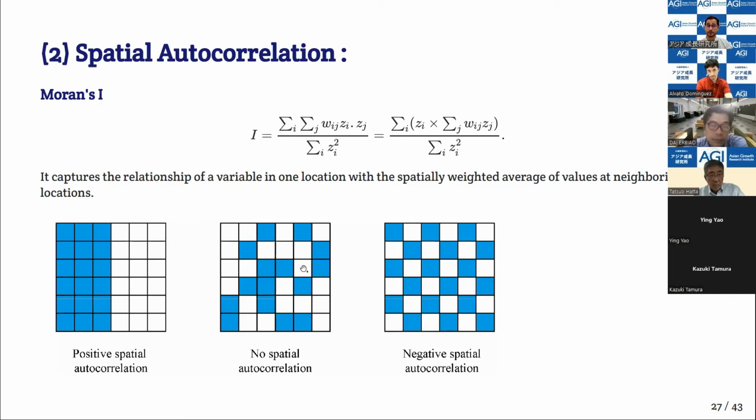No spatial autocorrelation is basically randomness. And negative spatial autocorrelation, which is very unusual in the real world, means that a rich region is surrounded by a poor region, which is surrounded by a rich region. You may think of high inequality cities in Latin America, for example, where you have some slums, and then next to it a very rich neighborhood, and then a slum and a rich neighborhood. That's something you could see in a city. But for countries and provinces, you rarely see negative spatial autocorrelation.